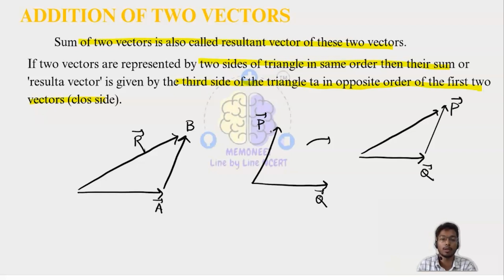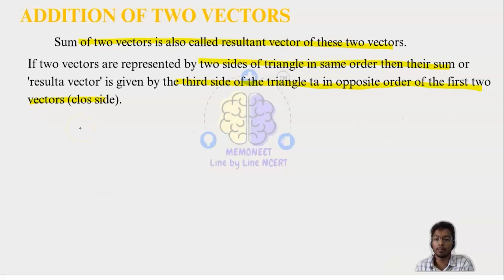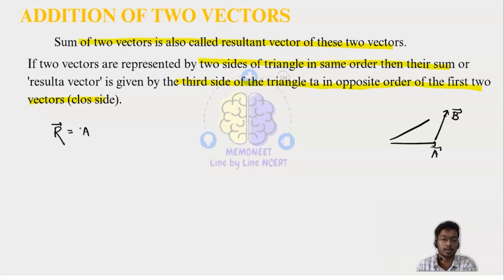Okay, here the resultant vector is equal to P vector plus Q vector. This is how we can add the two vectors. If we want to find out the magnitude of the resultant, let's say we have vector a here and vector b here, and the resultant is in this direction, that is r. So r vector is equal to a vector plus b vector.